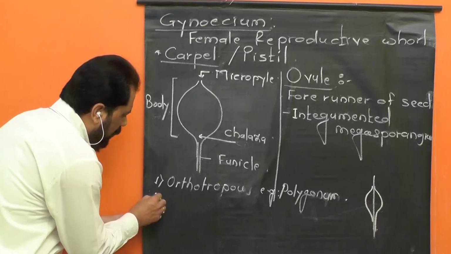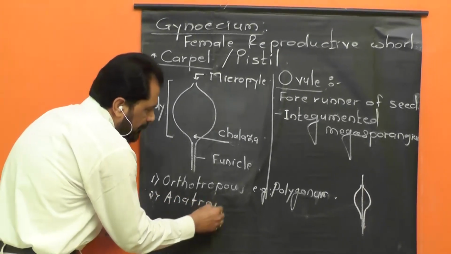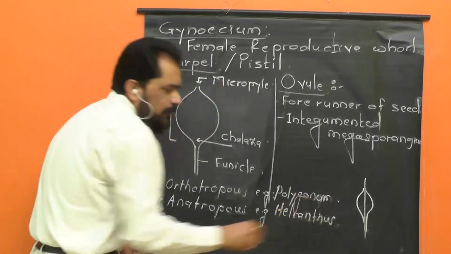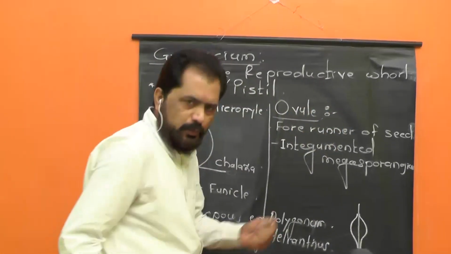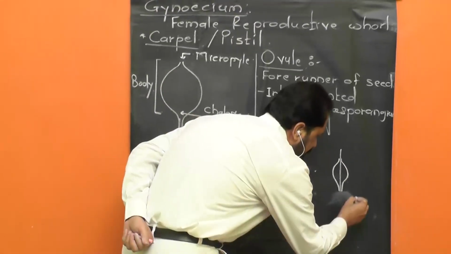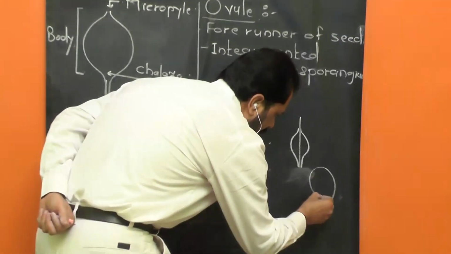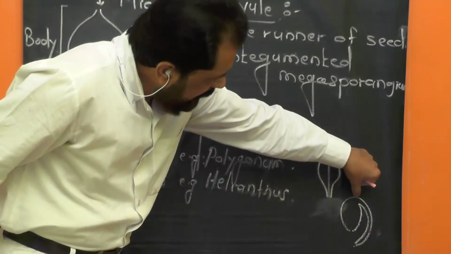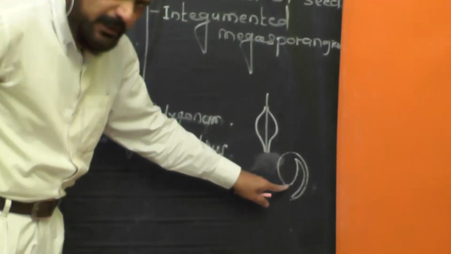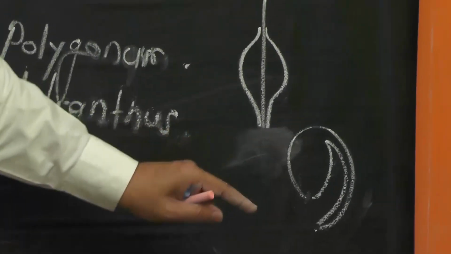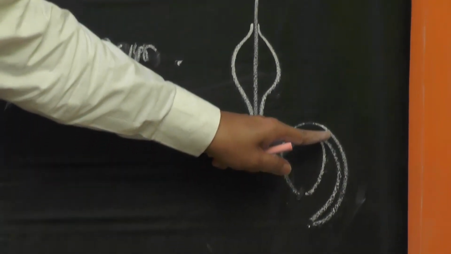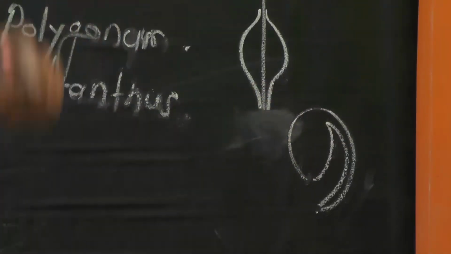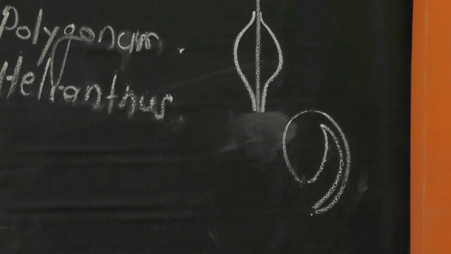Second is the anatropous ovule. Example: Helianthus. Anatropous means inverted ovule. Look at the diagram. You can see here is the funiculus that is top, here is the chalaza that is base, and this opening is the micropyle. Now please notice that the funiculus is bent about 180 degrees, and that's why the body is inverted in position. Such an inverted ovule is called anatropous ovule.